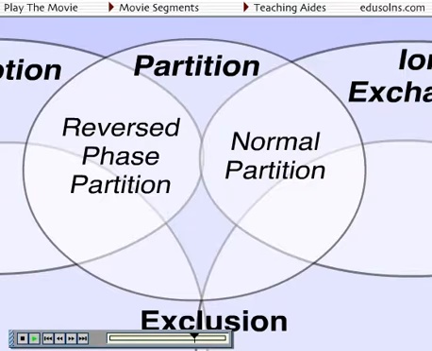The most common form of partition chromatography is referred to as reversed phase. Analyte separations are made using nonpolar stationary phases and relatively polar mobile phases.